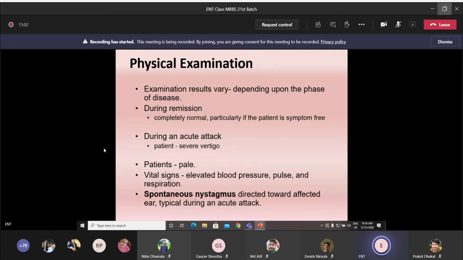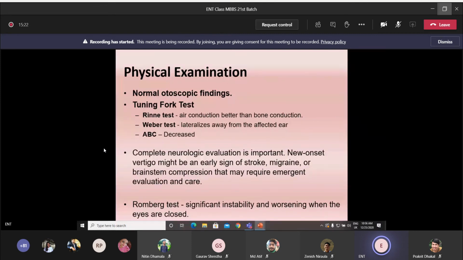But if you check the nystagmus, you will see spontaneous nystagmus directed towards the affected ear, as this is initially unilateral. Whichever side is affected, it will be directed towards the affected ear, typically during an acute attack. Now, when you do an otoscopic examination, you would see the drum absolutely normal. So there are no findings for Meniere's disease.